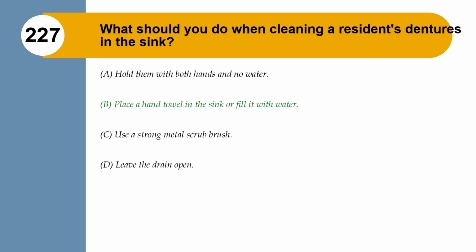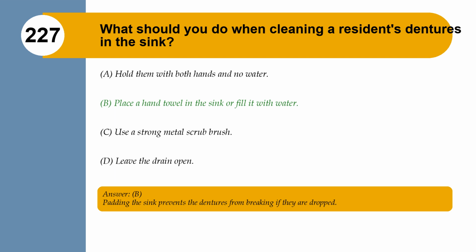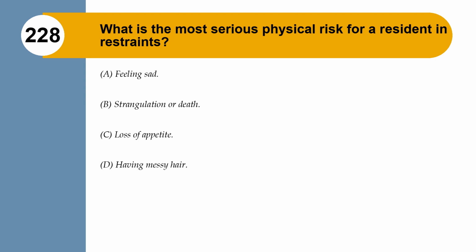The correct answer is option B. Place a hand towel in the sink or fill it with water. Explanation. Padding the sink prevents the dentures from breaking if they are dropped. Question 228. What is the most serious physical risk for a resident in restraints?